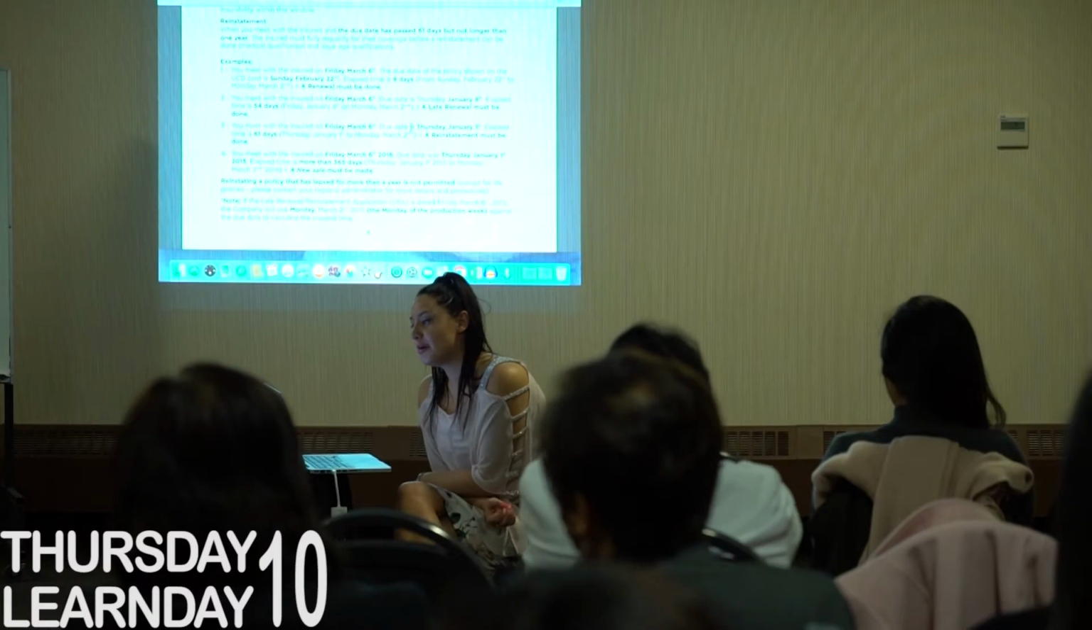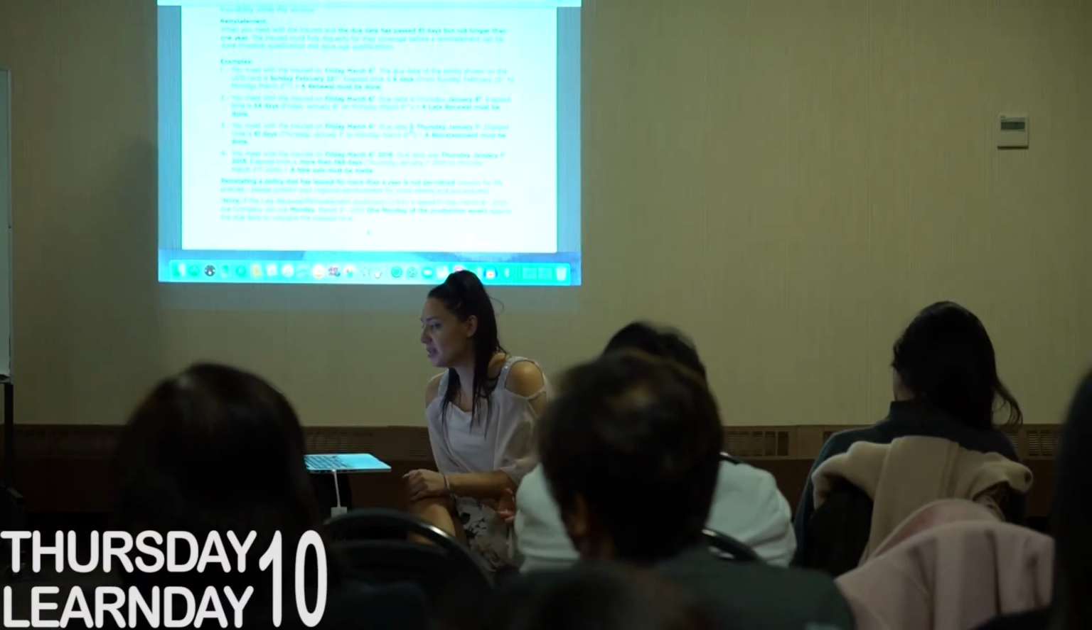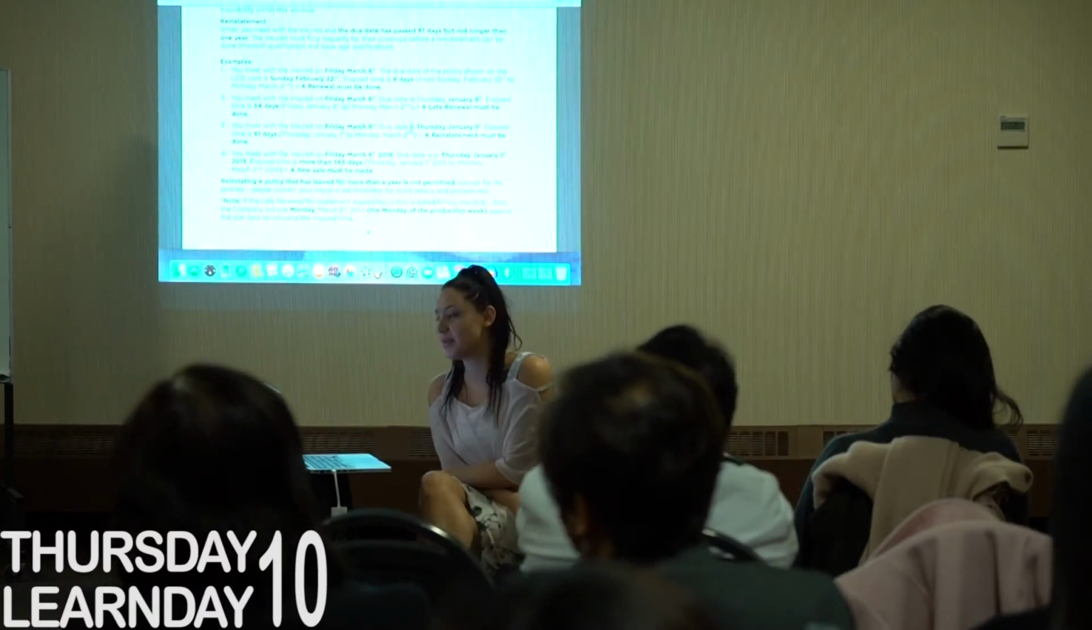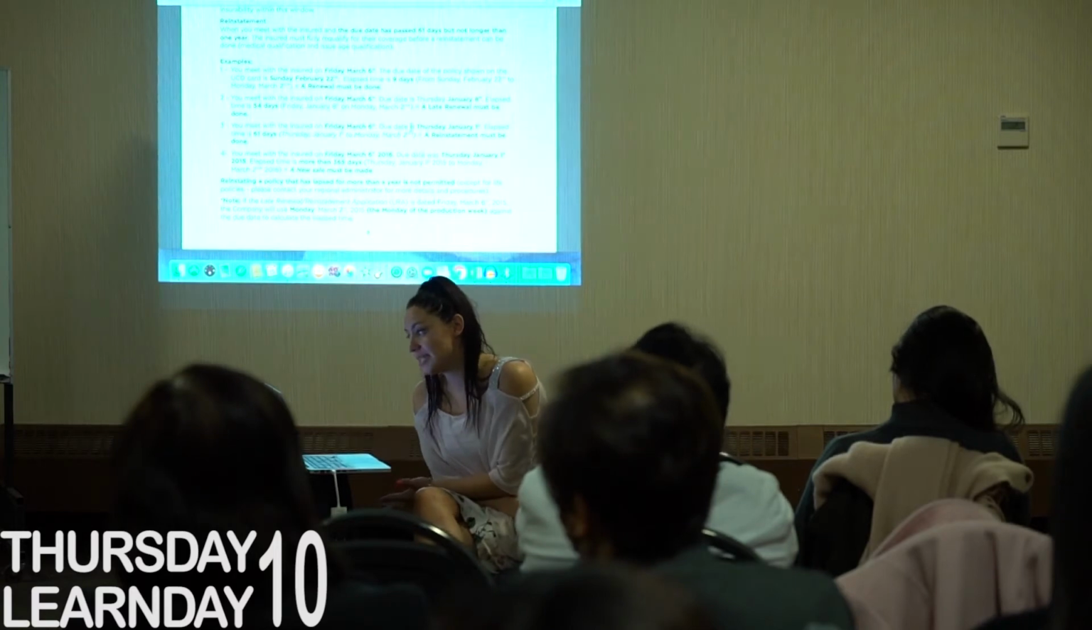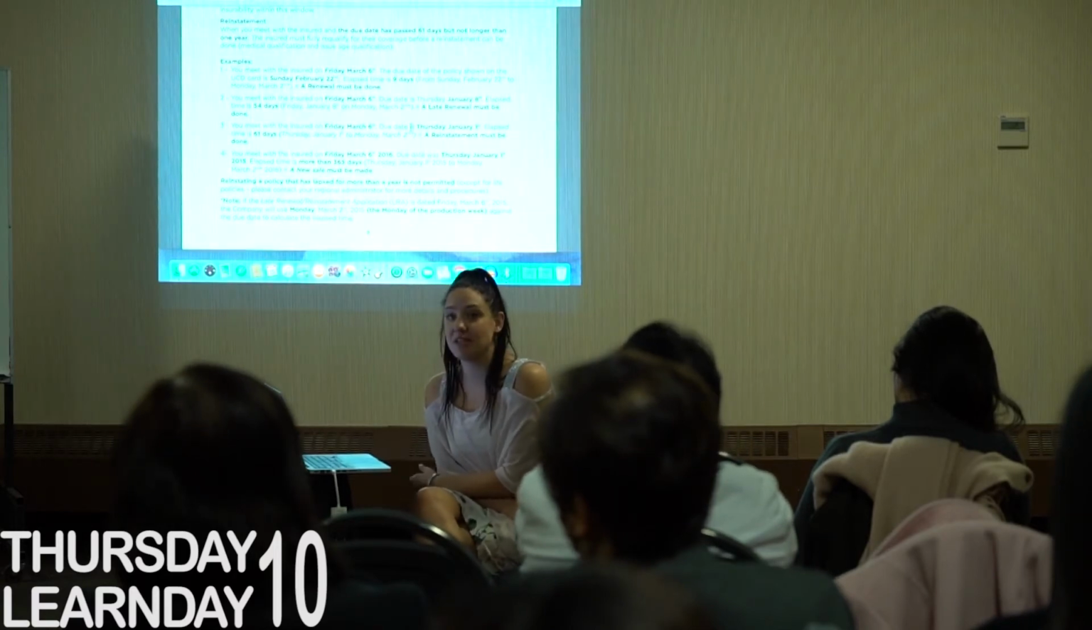So, examples. You meet with the insured on Friday, March 6th. The due date of the policy shown on the UCD card is Sunday, February 22nd. Elapsed time is 9 days. A renewal must be done, because it's been 9 days.